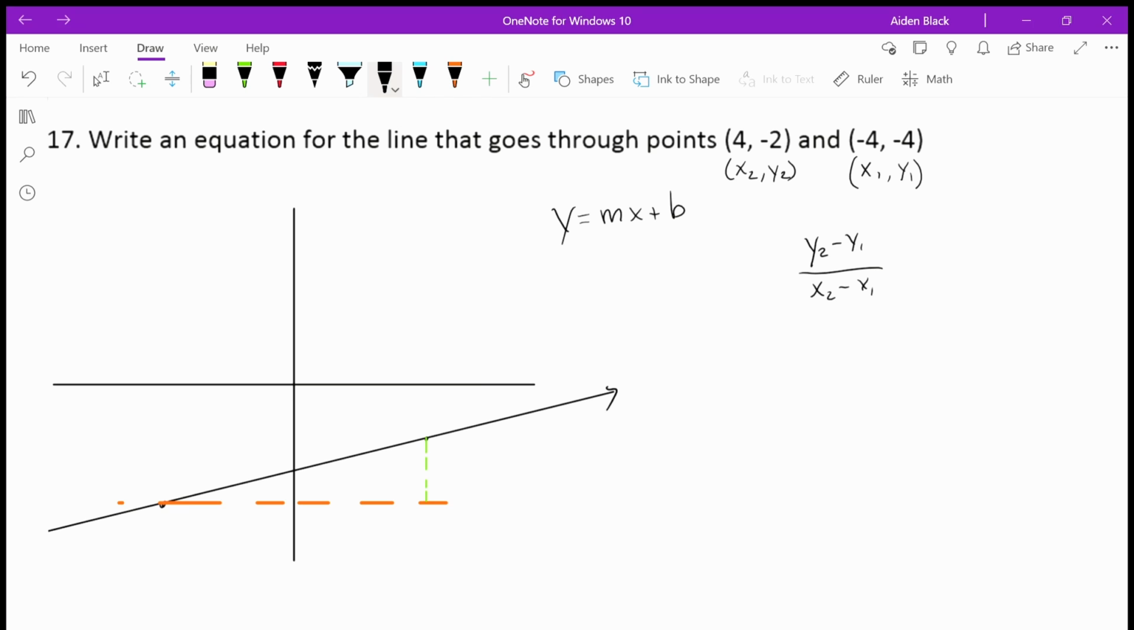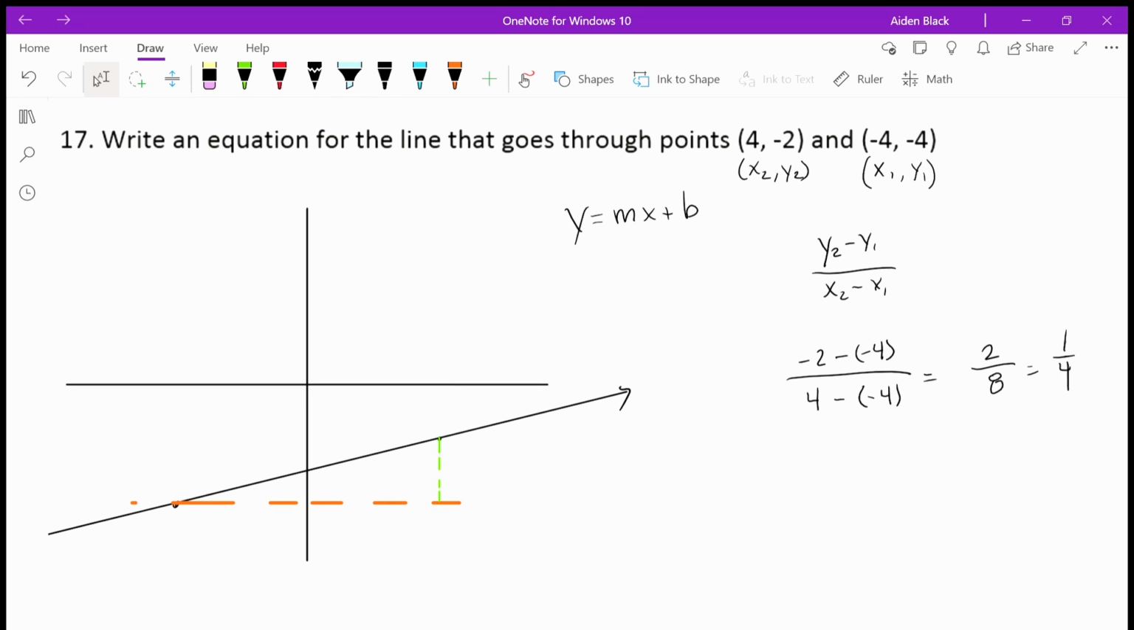Let's just plug it in the formula for you. We get -2 minus -4. That's our y2 minus our y1. And then our x2 minus our x1. This gives us -2 plus 4, so we have a +2. And then -4 minus -4 is 4 plus 4, so 8. This will reduce to 1/4. So, already, we found our slope.